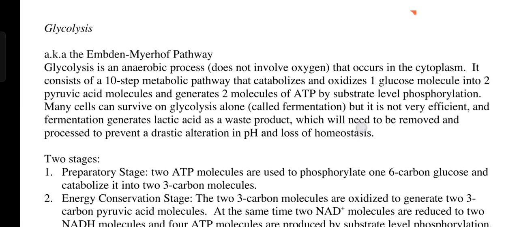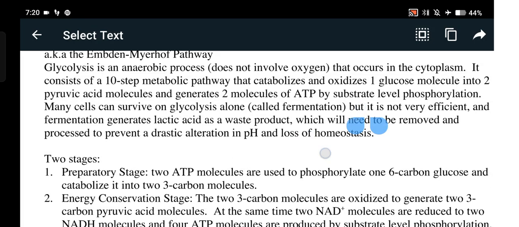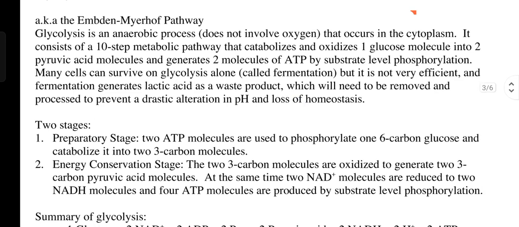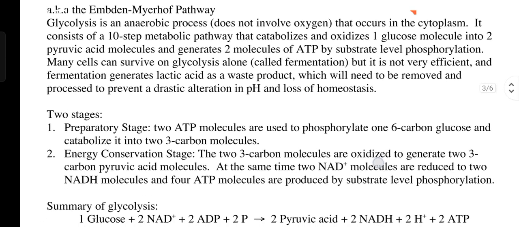The Embden-Meyerhof pathway, also known as glycolysis, is an anaerobic process that does not involve oxygen and occurs in the cytoplasm. It consists of a 10-step metabolic pathway that catabolizes and oxidizes one glucose molecule into two pyruvic acid molecules and generates two molecules of ATP by substrate level phosphorylation.